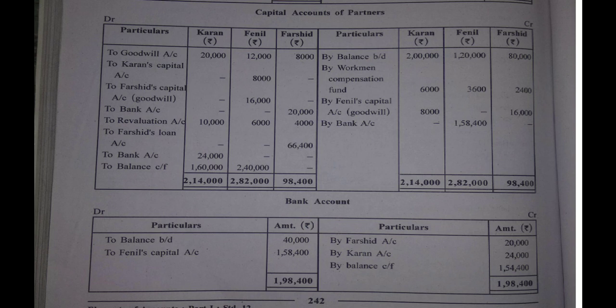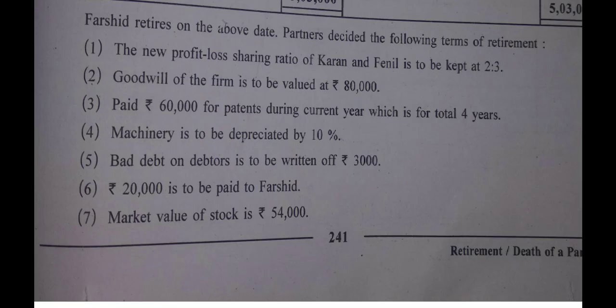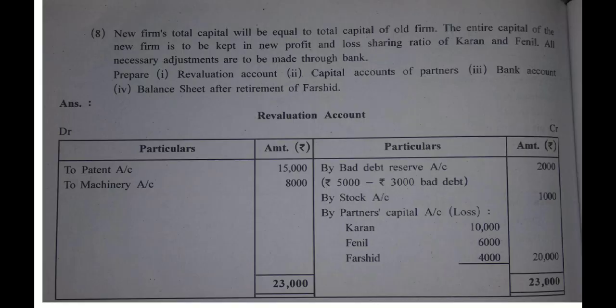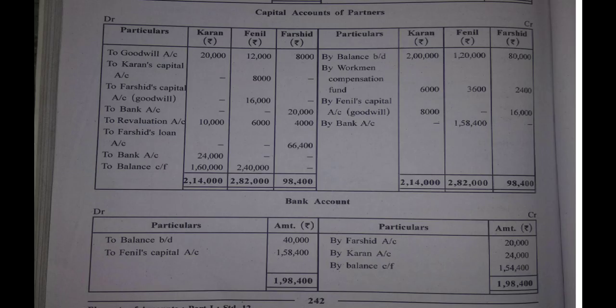So what is the balancing figure that you obtain? It is 86,400. So 86,400 is payable to Farshid. How is it to be paid? It is mentioned in adjustment number 6. They say that 20,000 is to be paid in cash, remaining as a loan. So it's just that simple. You can see in Farshid's column, it is 20,000 to bank account and the remaining 66,400 as a loan.